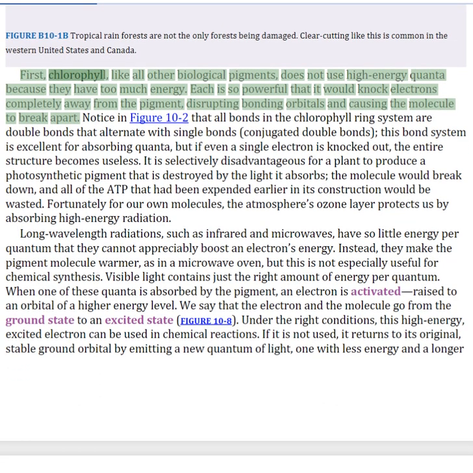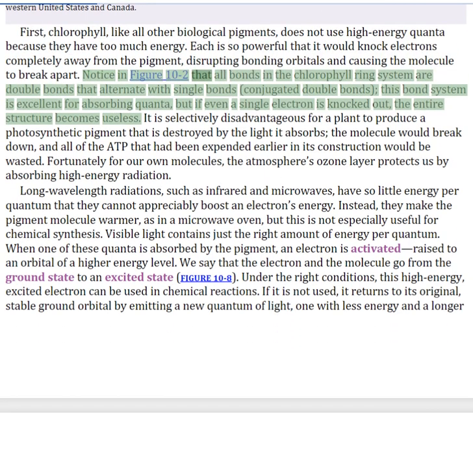First, chlorophyll, like all other biological pigments, does not use high-energy quanta because they have too much energy. Each is so powerful that it would knock electrons completely away from the pigment, disrupting bonding orbitals and causing the molecule to break apart. Notice in Figure 10.2 that all bonds in the chlorophyll ring system are double bonds that alternate with single bonds. This bond system is excellent for absorbing quanta, but if even a single electron is knocked out, the entire structure becomes useless.